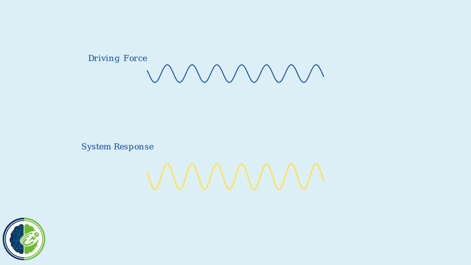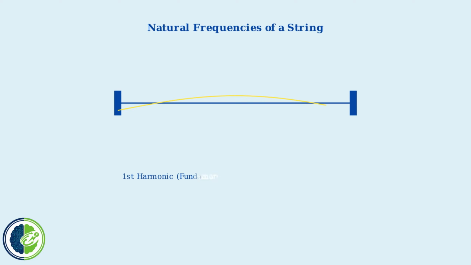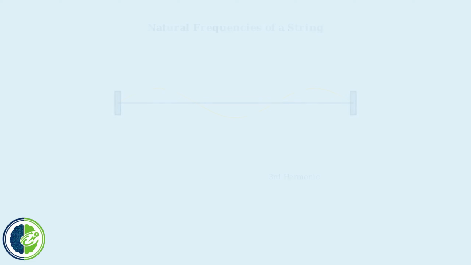To understand resonance, imagine we have a system that can vibrate. When we apply a driving force at exactly the right frequency, the system responds with much larger vibrations than normal. Every object has one or more natural frequencies at which it vibrates freely. These frequencies depend on the object's physical properties, such as length, tension, and mass.